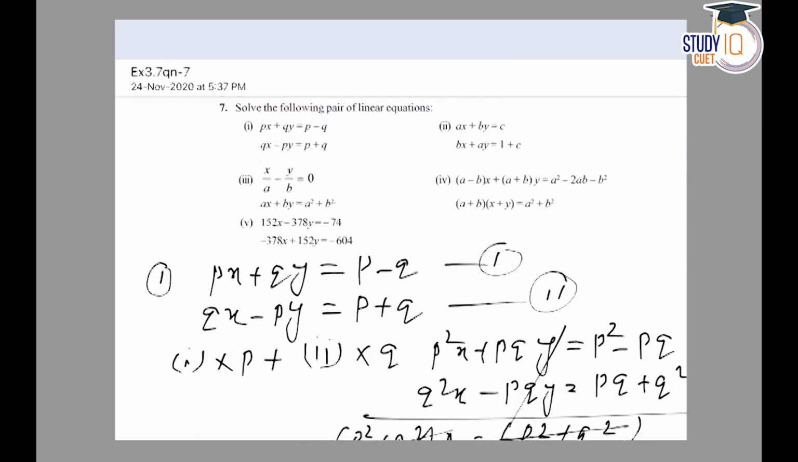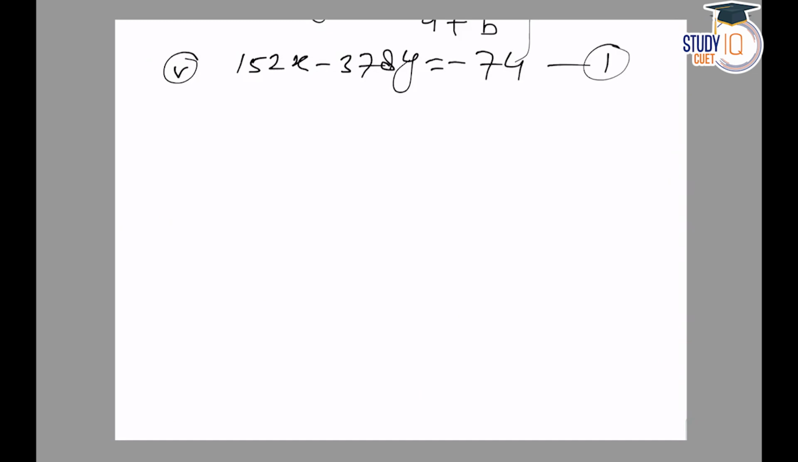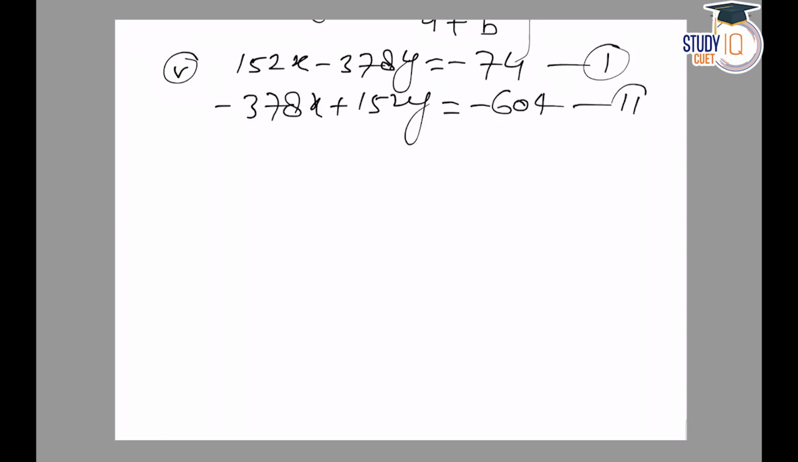Now the last part, that is part fifth. For the fifth part, first equation is 152x minus 378y equals minus 74. That is equation 1. Second equation is minus 378x plus 150y equals minus 604. That is equation 2. Now add equation 1 and 2.